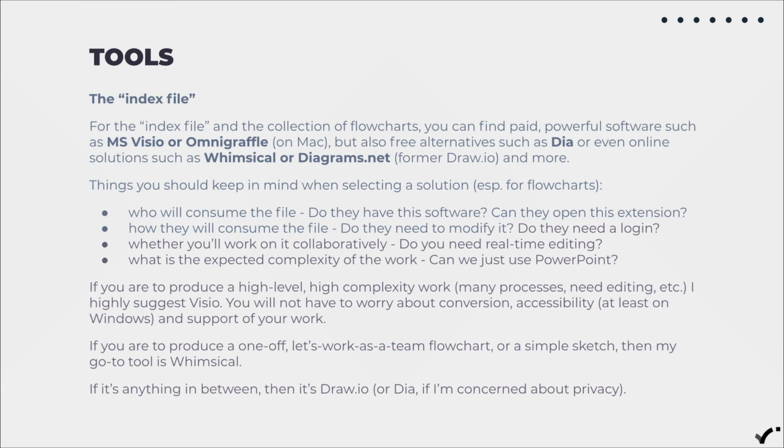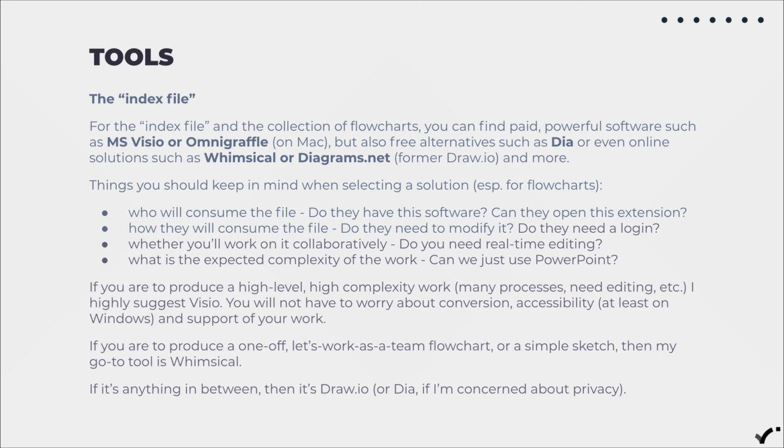The index file, so the file with all the process hierarchy, and this also applies to the small flowcharts or the collection of flowcharts that you will be doing, can be done in a variety of programs. I have been using Visio a lot in my consulting life. Visio is extremely powerful, but also comes at a price, obviously. I know there's a Mac alternative with OmniGraffle. I'm a big believer in open source, so on Linux I've been using Dia as well.